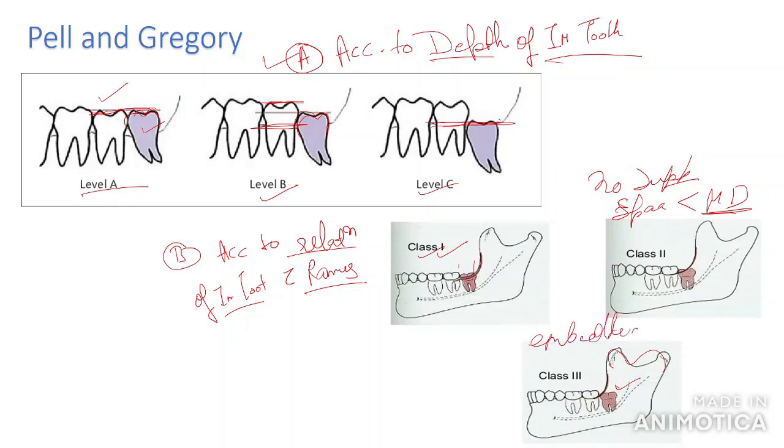So you have to remember the key points. The key point here is: class 1, sufficient space available; class 2, space less than the mesiodistal width; and class 3, the tooth is completely embedded in the ramus.